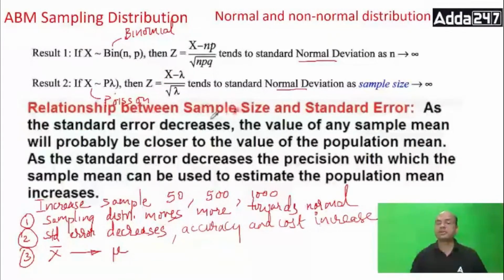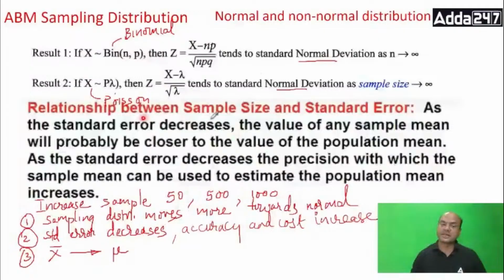Relationship between sample size and standard error. Now, this is also simple. As you go on increasing the sample size, the error will decrease. That's what is given. As the standard error decreases, the value of any sample mean will probably be closer to the value of the population mean.